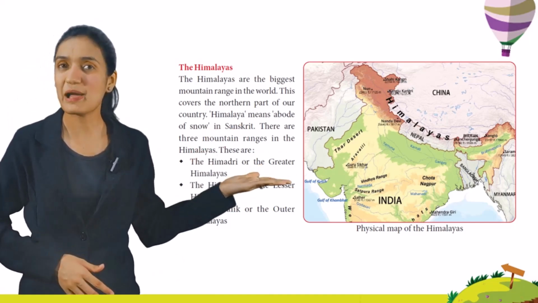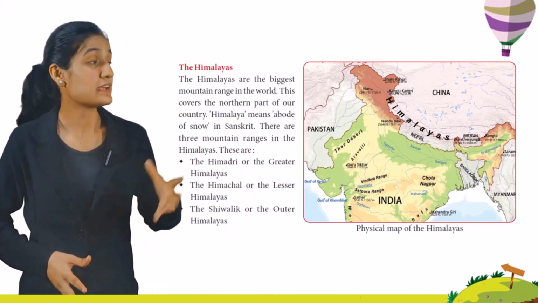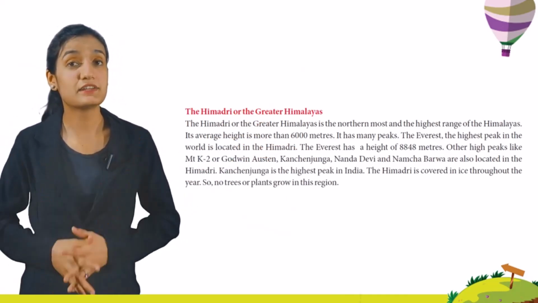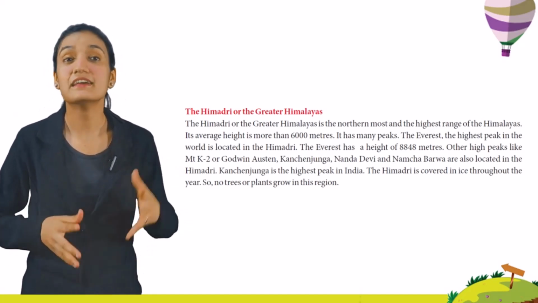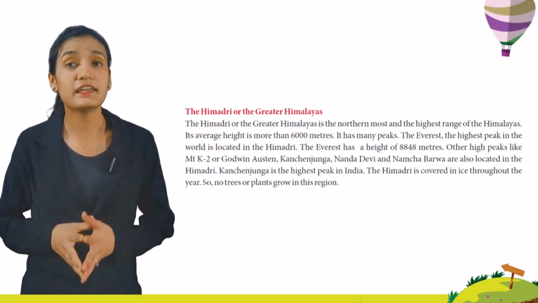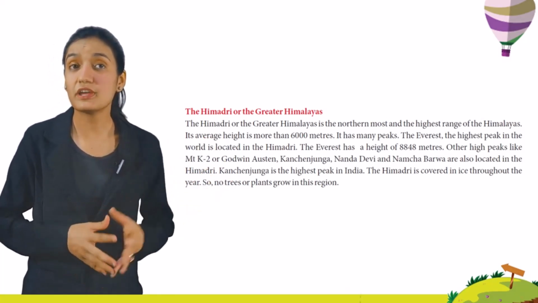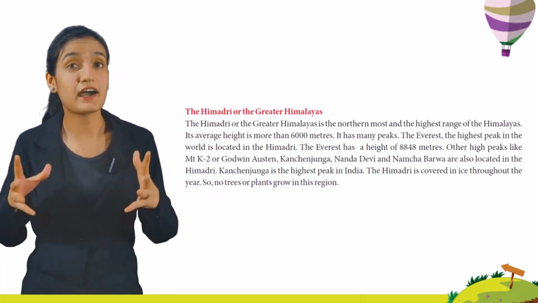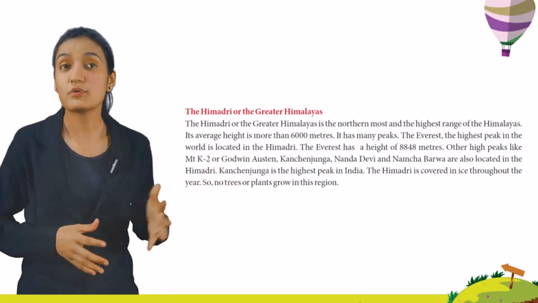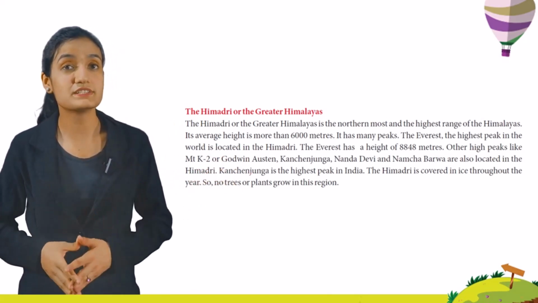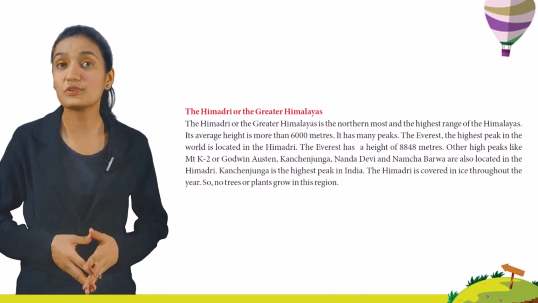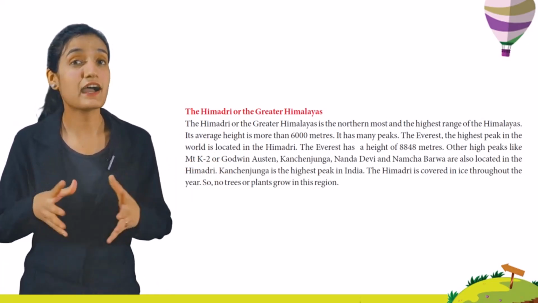Here you can see the physical map of the Himalayas. Now, the Himadri or the Greater Himalayas. The Himadri is the northernmost and the highest range of the Himalayas. Its average height is more than 6,000 meters. It has many peaks. The Everest, the highest peak in the world, is located in the Himadri. The Everest has a height of 8,848 meters. Other high peaks like Mountain K2 or Godwin Austen, Kanchenjunga, Nanda Devi and Namcha Barwa are also located in the Himadri. Kanchenjunga is the highest peak in India.